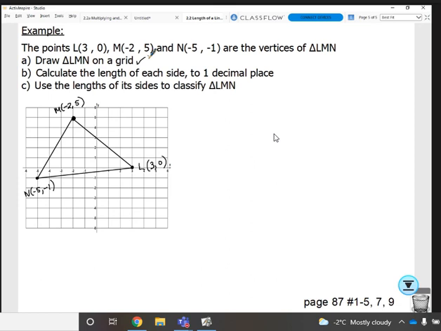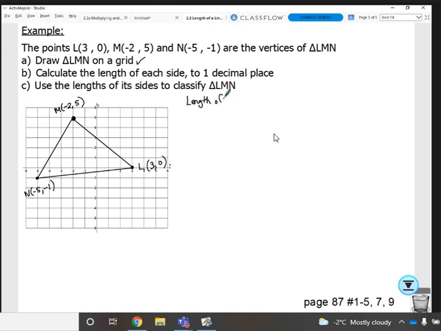It could be equilateral, where all the side lengths are equal. Could be isosceles, where 2 of the side lengths are equal. Or it could be scalene, where all 3 side lengths are not equal. So let's go ahead and start calculating these. We'll do this in alphabetical order: LM, MN, NL.